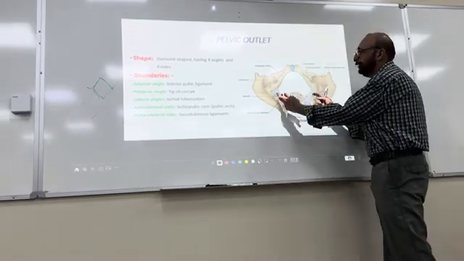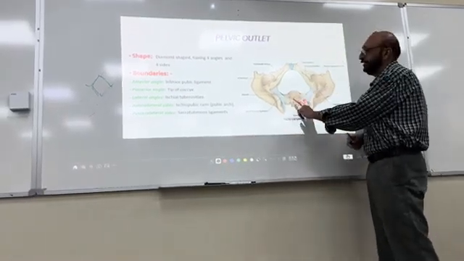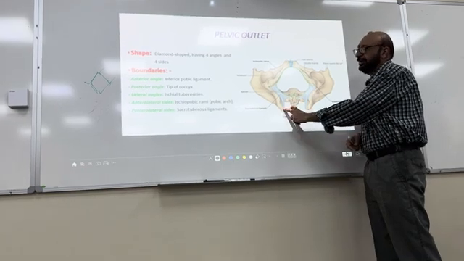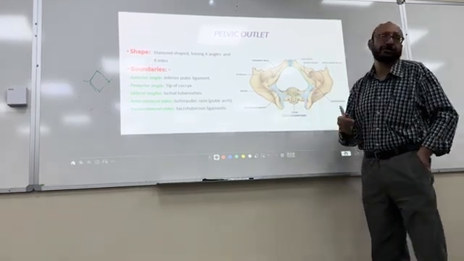Sacrotuberous ligament. I told you sacrotuberous ligament is a ligament which is connecting from sacrum to the ischial tuberosity. So this is how we have pelvic outlet. This is known as pelvic outlet.